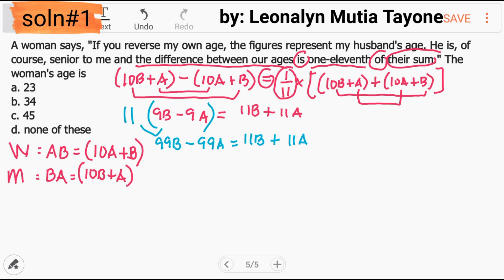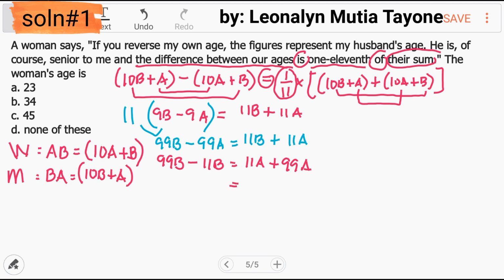Ngayon, ipagsama natin yung mga like terms. So, i-keep natin si 99b dito. 11b, since positive yan or pang-add yan sa kabila, pang-minus na siya dito. 99b minus 11b is equals to, na-keep lang natin si 11a dito. Ito namang si negative 99a, since negative yan siya sa kabila, maging positive. Or since pang-minus siya sa kabila, pang-add na siya sa 11a, itong si 99a.